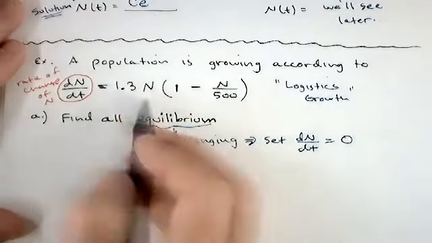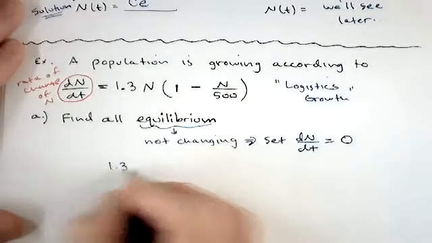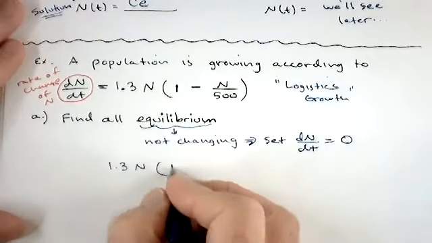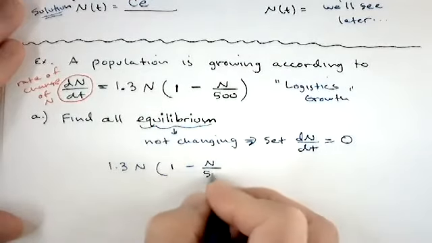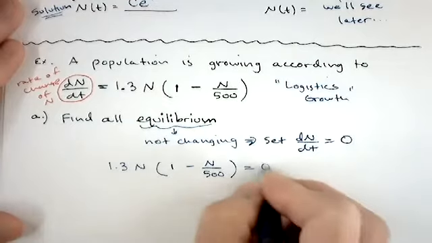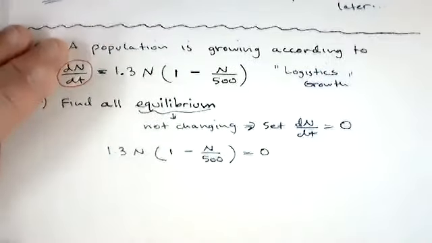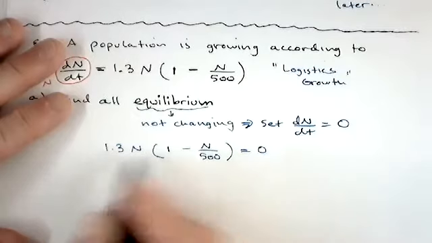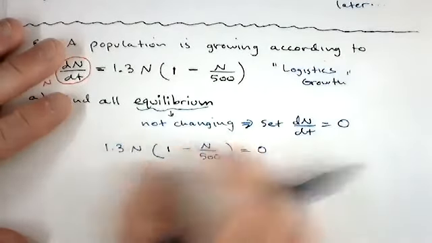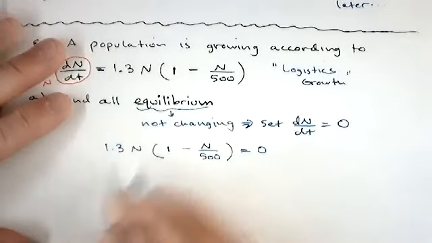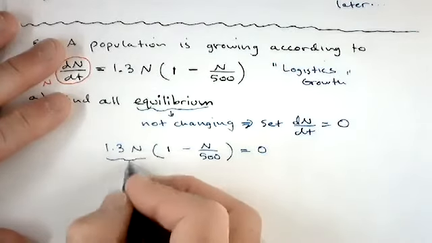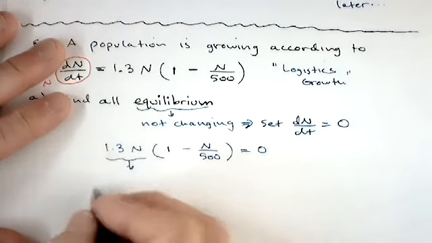dN/dt equals this mess. So I'm going to have 1.3 N times (1 minus N over 500), setting that equal to 0. And it's already in factored form, like when you're factoring a quadratic, finding out where it's equal to 0. So from this term right here, what would make this term equal to 0?